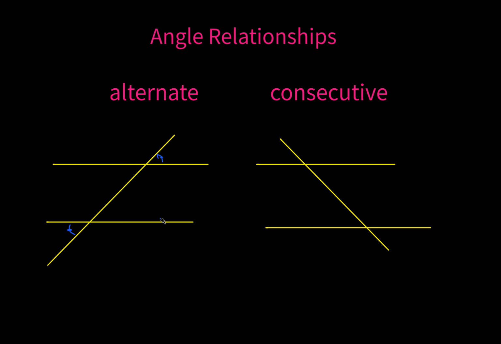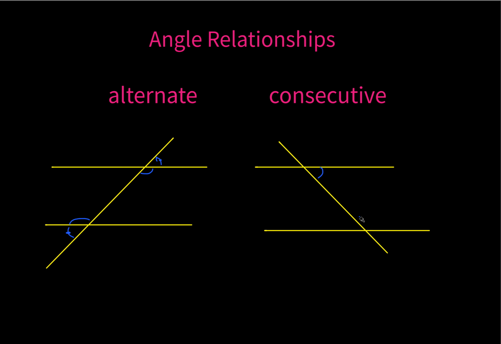Another example of alternate angles would be above the parallel line here and below it here. As they're on opposite sides of the transversal, that makes them alternate angles. Now, going back to the consecutive relationship, when angles are found on the same side of the transversal, say here and here, they're known as consecutive angles.